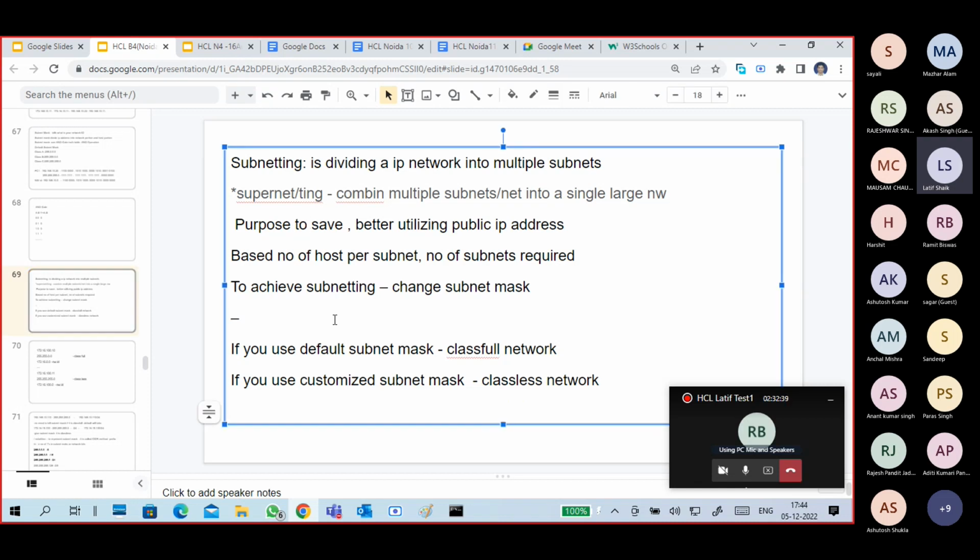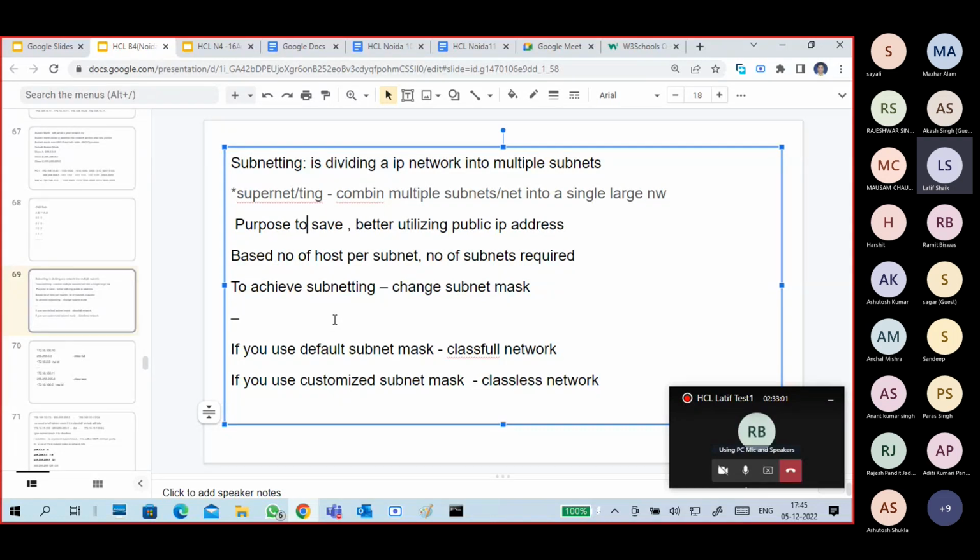What is the purpose to divide, guys? It depends upon the number of IP address requirement. We are using private IP addresses. Mostly the private IP addresses are free. Private IPs are free, no need to pay. But public IP addresses are there.